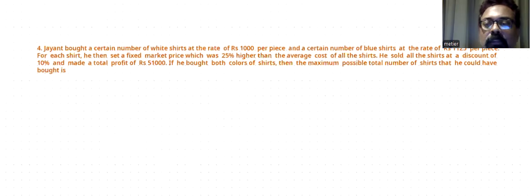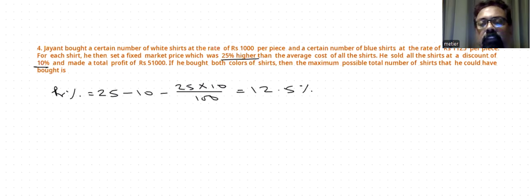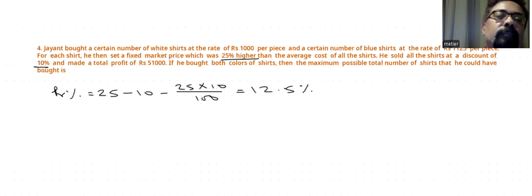25% marked up, then 10% discount. So the profit percentage will come from successive percentage change: 25 minus 10 minus 25 into 10 by 100. It is coming as 12.5%. Now let's go with the equation of profit.